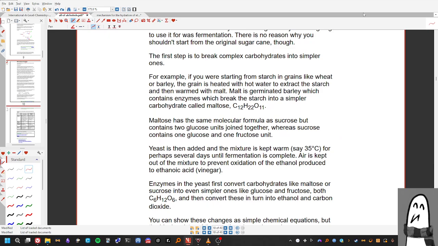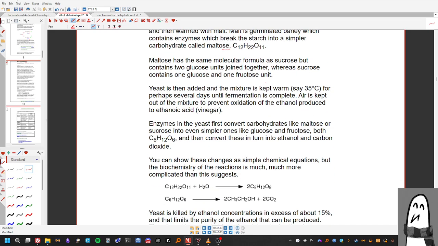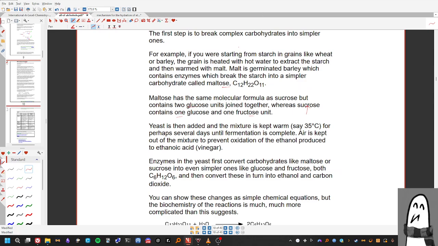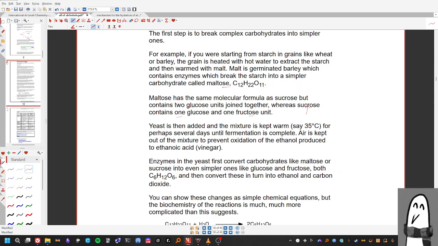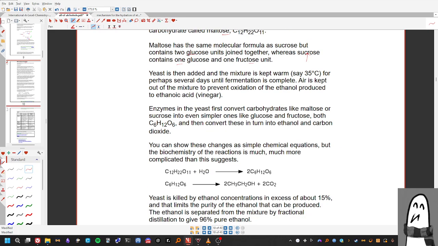Okay, so you have maltose, right? Maltose is a disaccharide made from two glucose units rather than one glucose and one fructose, which is what sucrose is. Why are we talking about sucrose here? Oh yeah, that's your lab sucrose rather than your raw sugarcane.